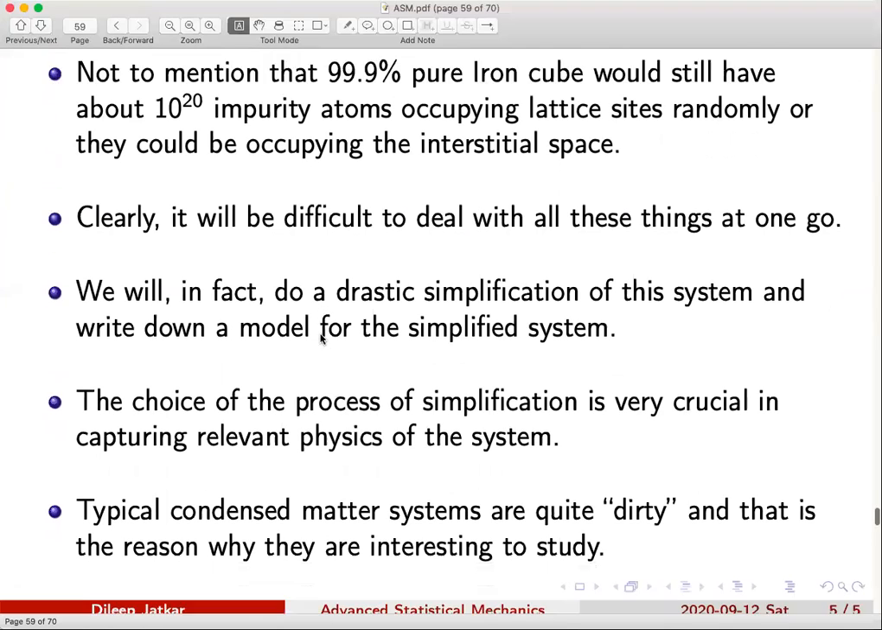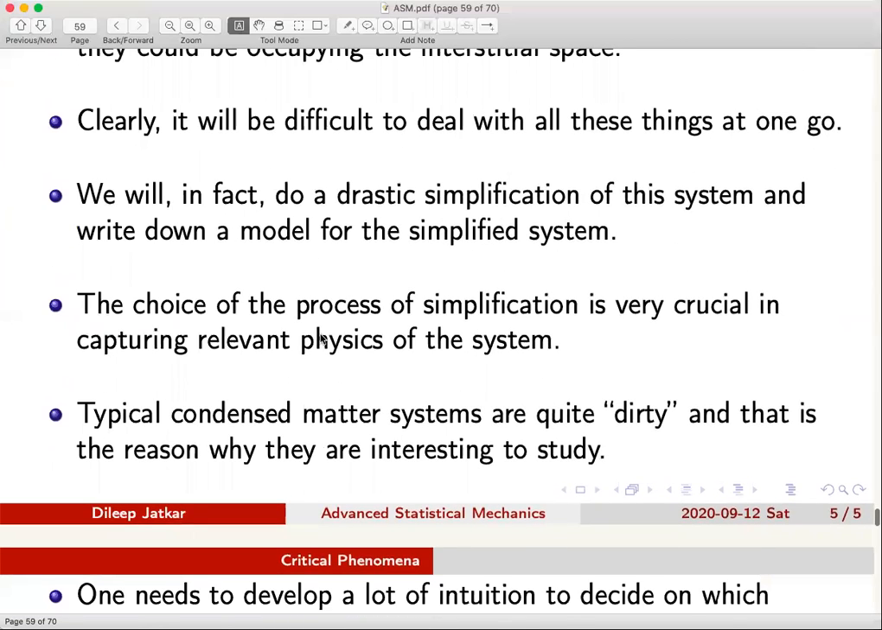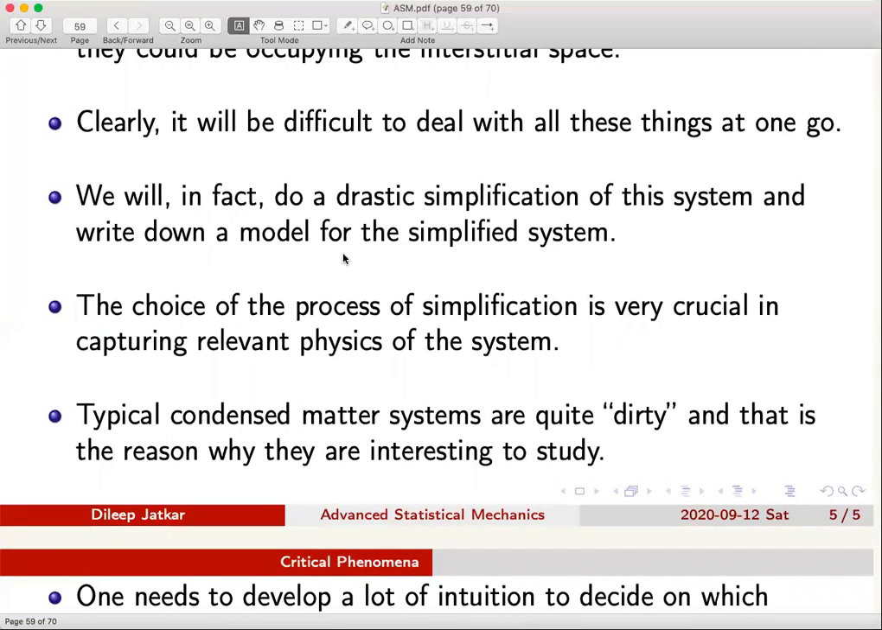When one tries to do a drastic simplification, it depends on the process of simplification that is used, what choice one makes, and what physics you want to capture in the system. For example, in our case, we want to study the paramagnetic to ferromagnetic transition, and therefore we would mostly be focusing on what happens to the magnetic moments of the iron atoms, and that is going to be our major focus.